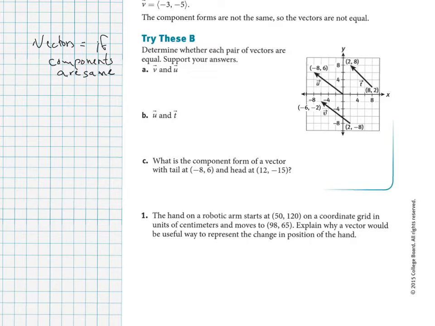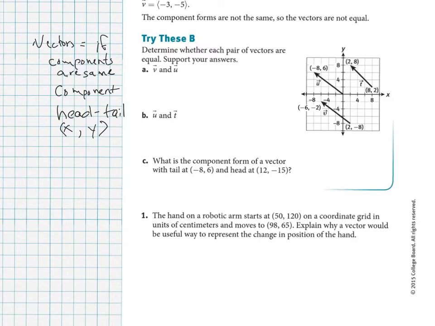Component form is very, very particular. Component form, and all this is written up above there, if you'd rather read their words instead of mine. Component form is head minus tail, very specifically in that order. You do x's to x's, and then you would do y's to y's, and you would write it in component form. So let's try one here.